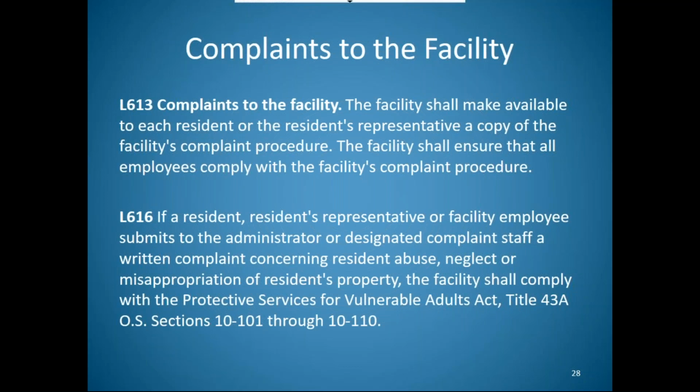616 talks about if a resident, a resident's representative, or a facility employee submits to the administrator or designated complaint staff a written complaint concerning resident abuse, neglect, or misappropriation, the facility shall comply with the Protective Services for Vulnerable Adults Act. Basically what that means is the minute you get an allegation or a complaint regarding abuse, you pull out that abuse protocol and you put it into play.